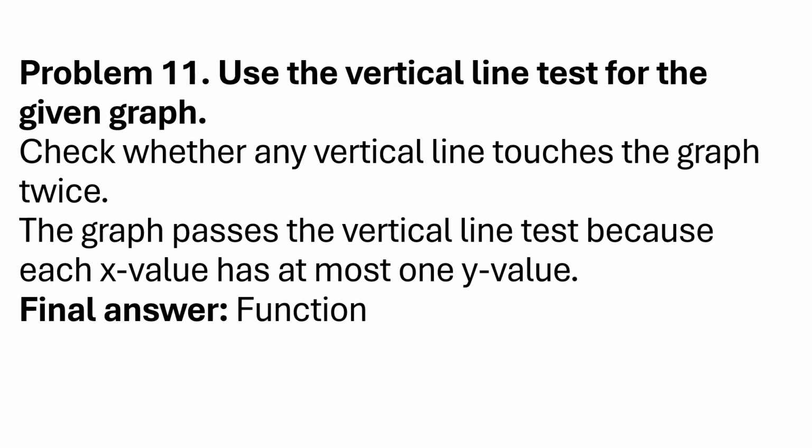Problem 11 asks whether the graph represents a function. We apply the vertical line test. Every vertical line intersects the graph at most once. Therefore, the graph is a function. Notice that the graph has two branches, but each x value corresponds to only one y value.